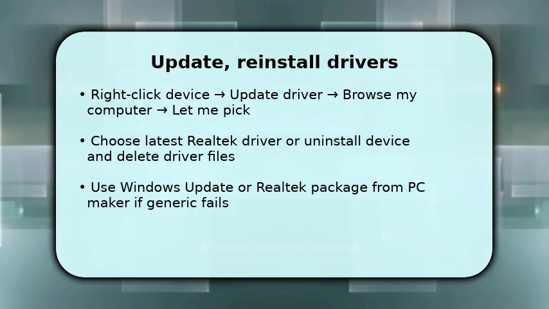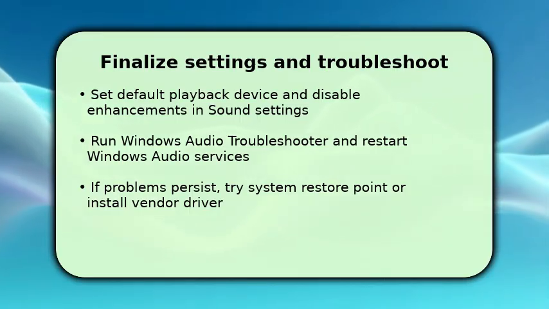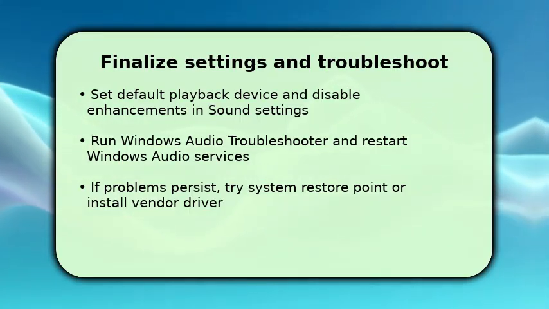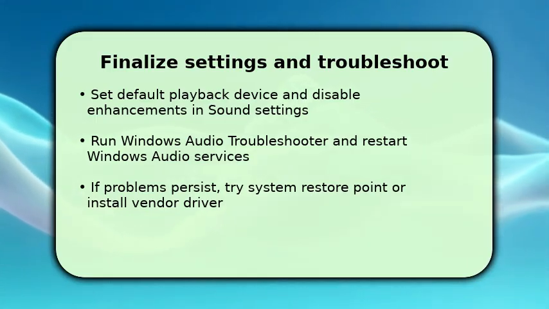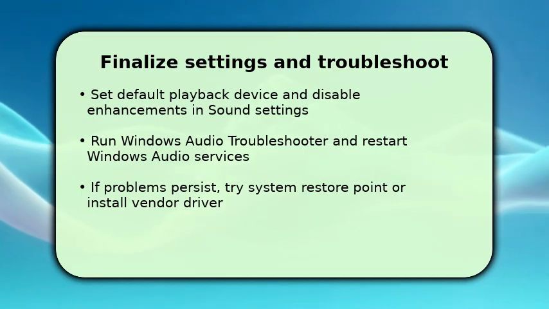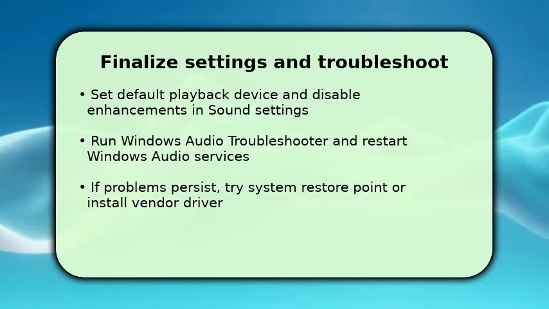audio. To finish, set the correct default playback device and disable audio enhancements because these can conflict with Realtek processing. Once done, run the Windows Audio Troubleshooter and restart the Windows Audio and Windows Audio Endpoint Builder services to refresh the stack. If sound still fails, use a recent system restore point or install the vendor-specific Realtek driver.